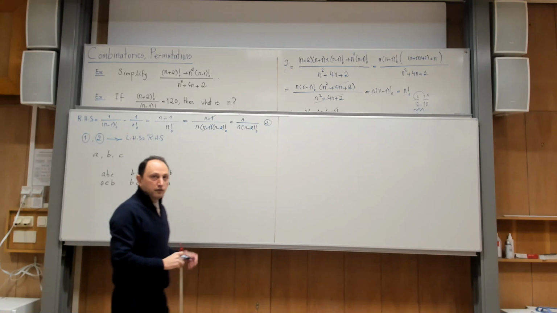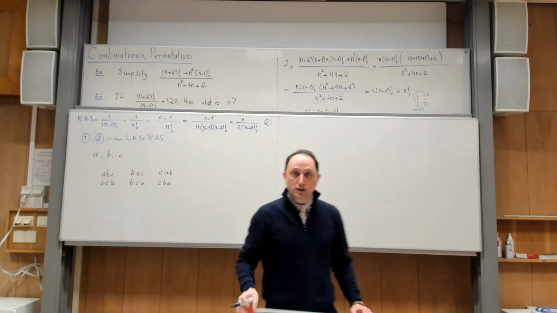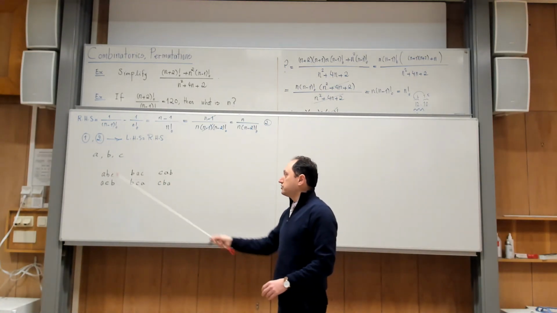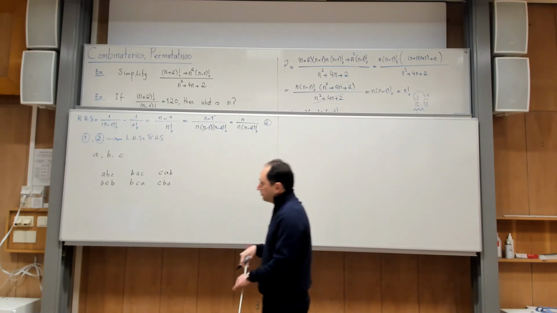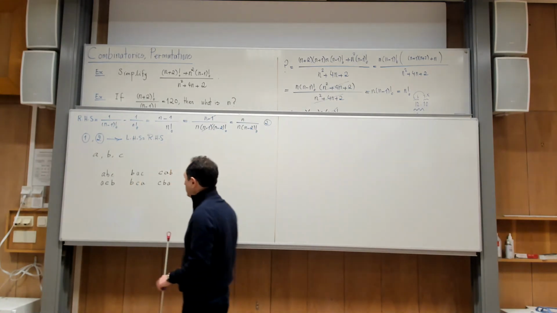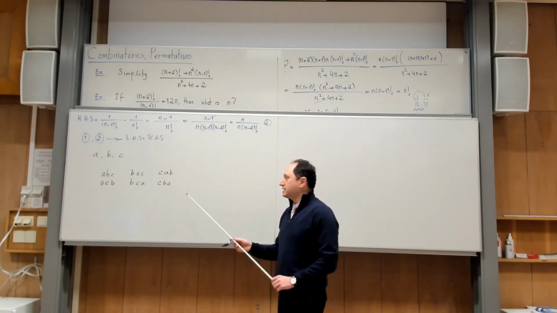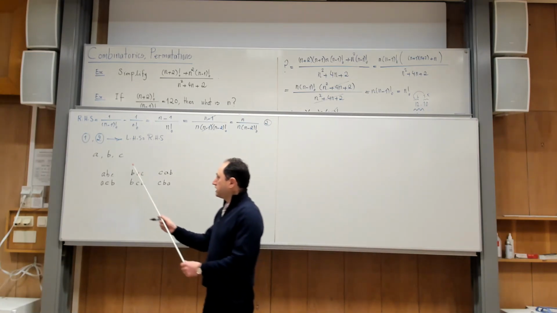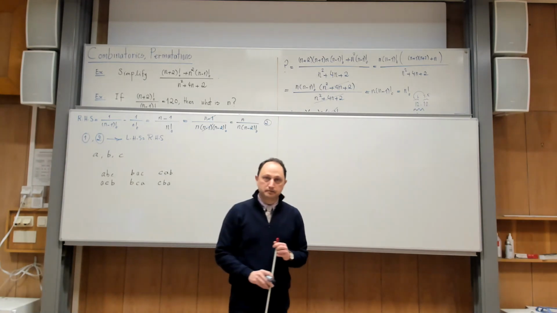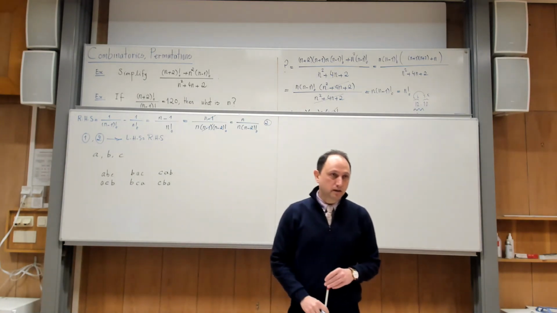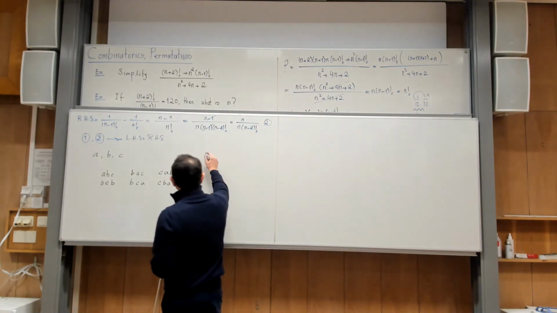So if I ask you to write all the permutations of these three objects down, this is what I mean. Of course, in principle, you can put a comma between them, but that's understandable. So there are exactly 6 permutations of these 3 distinct objects. Yes?